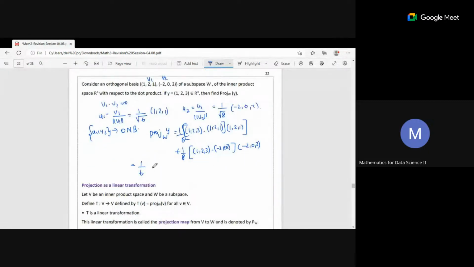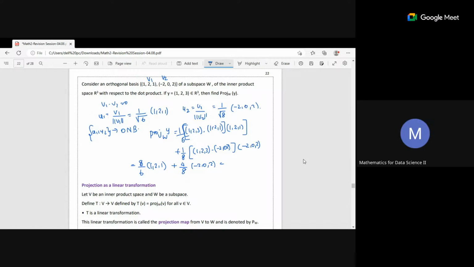What is the inner product? 1 plus 4 plus 3, 8, right? So when you multiply 8 inside, what will you get? Or you can keep it also, so that you can simplify first and then multiply. And here minus 2 plus 6. So you have 4 by 8. We'll do the calculations. So this you can complete and you get the answer.